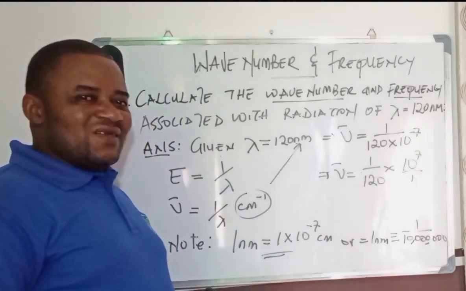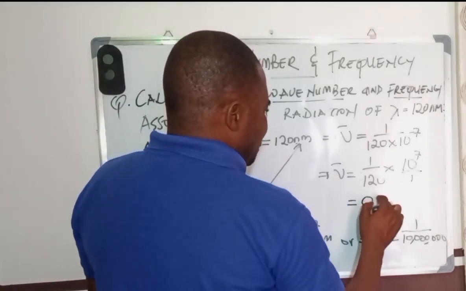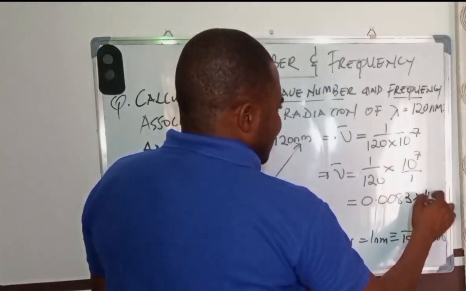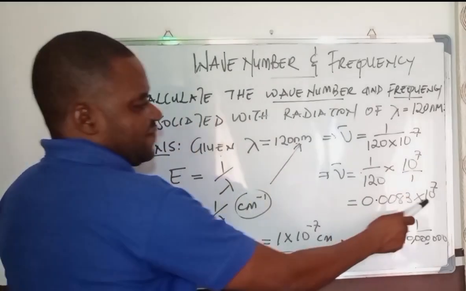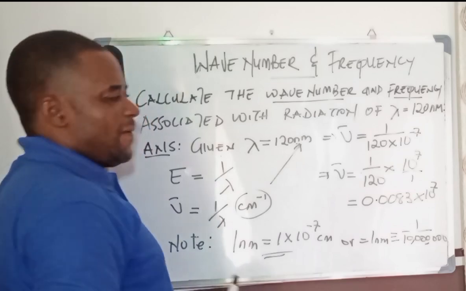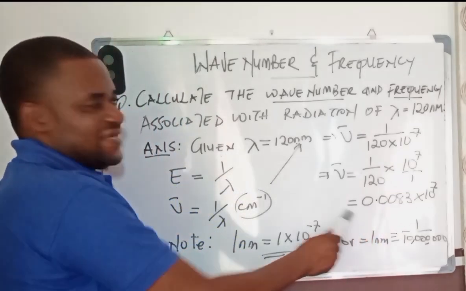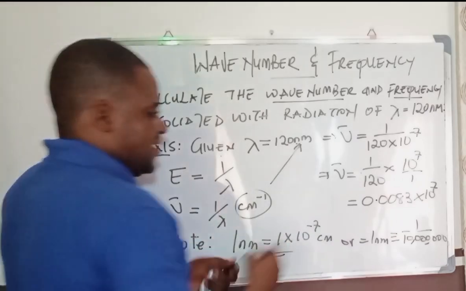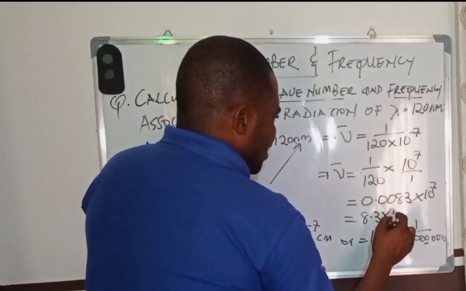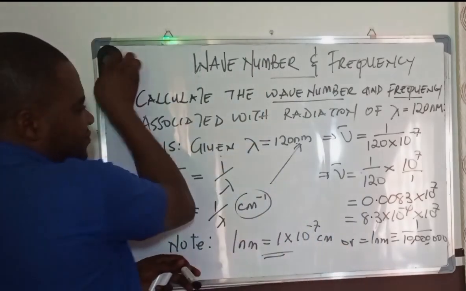Let's see. 1 divided by 120 should give you a value of 0.0083, times 10 raised to the power 7. This 10 raised to the power 7 is this one, and this divided by this is this. But do you know that this value can be made in an exponential form? That means this value will be 8.3 times 10 raised to the power minus 4, times 10 raised to the power 7. That's what you have.